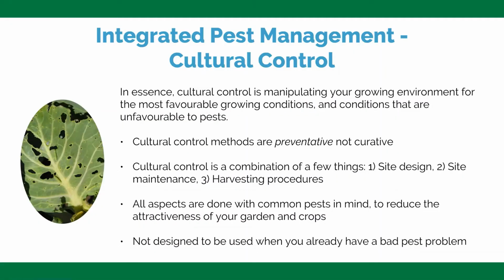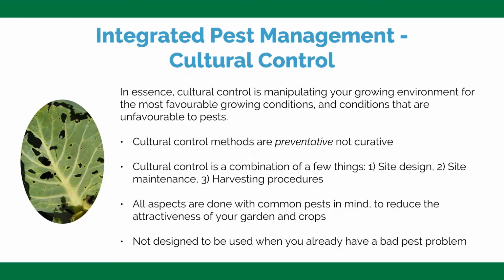So integrated pest management, if we're looking at cultural control a little bit closer, in essence, cultural control is manipulating your growing environment for having the most favorable growing conditions and conditions that are unfavorable to pests. So one of the big things to think about here is that cultural control methods are preventative, not curative. That means that they will prevent having a big pest problem, but they're not going to control it or cure it once that problem has gotten to a point where it's a big deal.